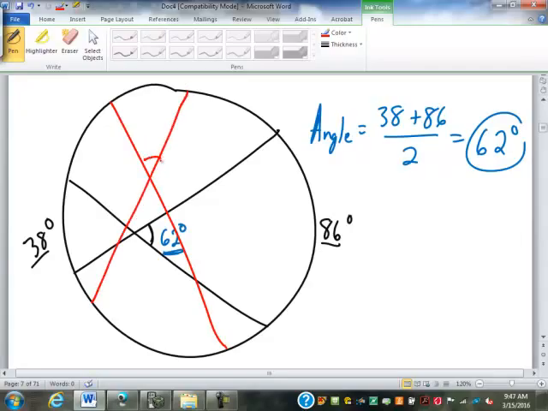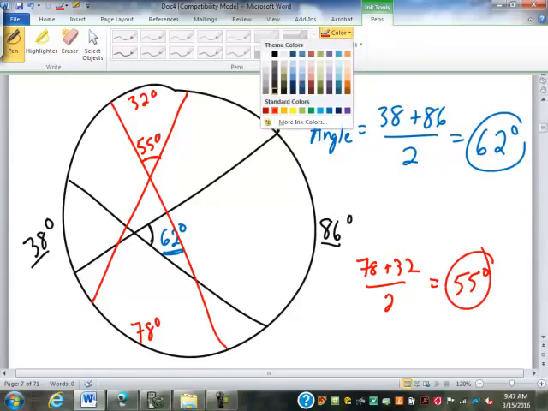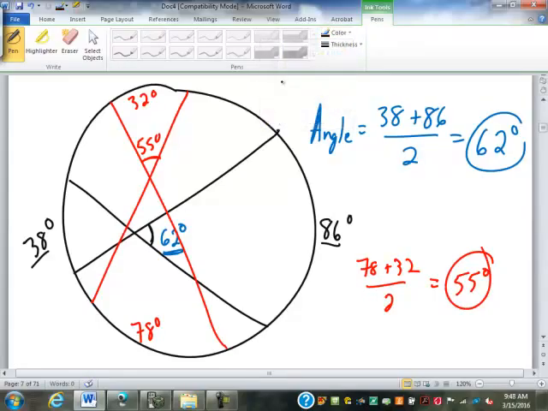Okay, so I want you guys to find this angle. If this is a 32 degree arc, and this is a 78 degree arc. Find that angle quick for me. 55? Very good. It is just going to be 78 plus 32 divided by 2, which does come out to be 55 degrees. How many of you got 55? Good deal. You look confused, Michael. You got it? All right.